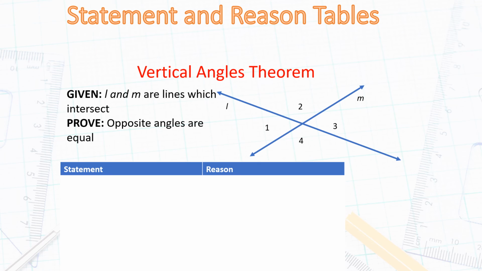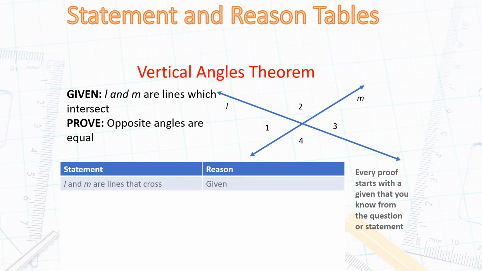The first thing you write is always going to be your given statement. So lines L and M are lines that cross or intersect. That is our given statement. And then what does that mean? Pause the video, try and come up with your own argument, and then come back and see how we go and prove it.